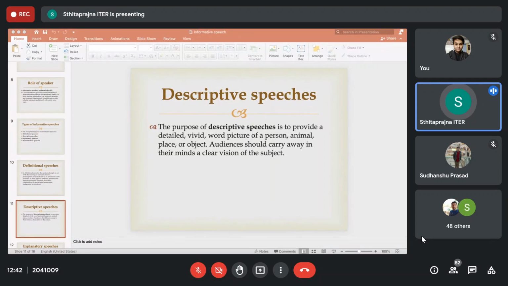You have to be specific, you have to be detailed, and you must have a good vocabulary of adjectives and active verbs, because adjectives and active verbs give a vividness to your text, to your writing. So descriptive speeches provide a very vivid word picture of a person, animal, place, or object.